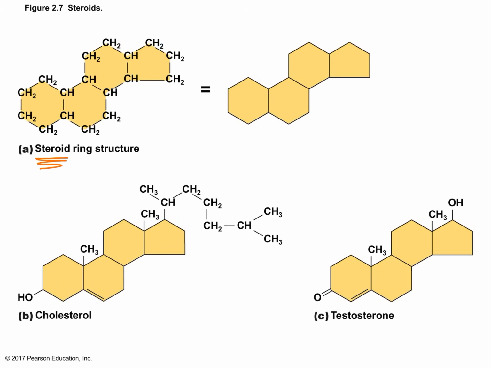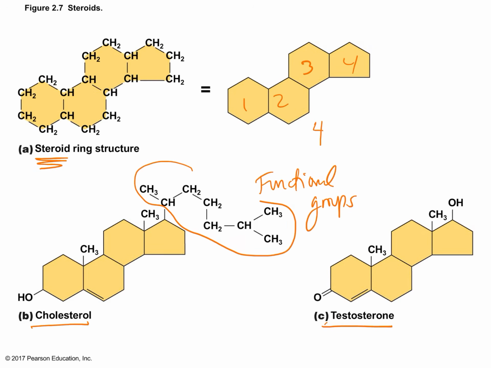So the steroid structure is this four fused ring, right? One, two, three, four. And cholesterol is different from testosterone by their functional groups. Okay, functional groups. So that would be these bells and whistles that are on top of our basic four fused ring structure. And your cells can detect these slight differences in functional groups, and their function is going to be very, very different, right?